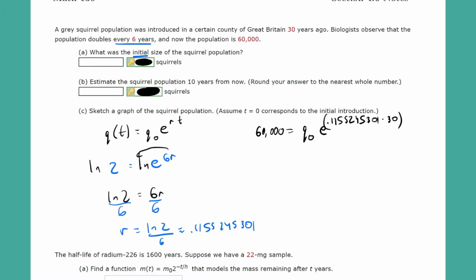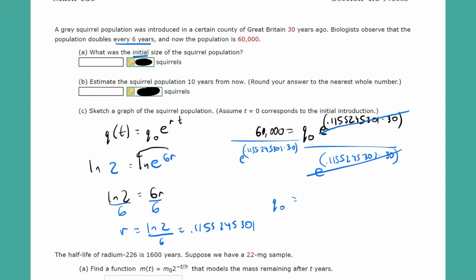We need to solve for that initial amount, which means we have to divide both sides by e to the 0.1155245301 times 30. And so Q sub 0 will equal, if you type that into your calculators, 60,000 divided by e to the that long decimal times 30. I'm getting exactly 1875, which is exactly the right answer.